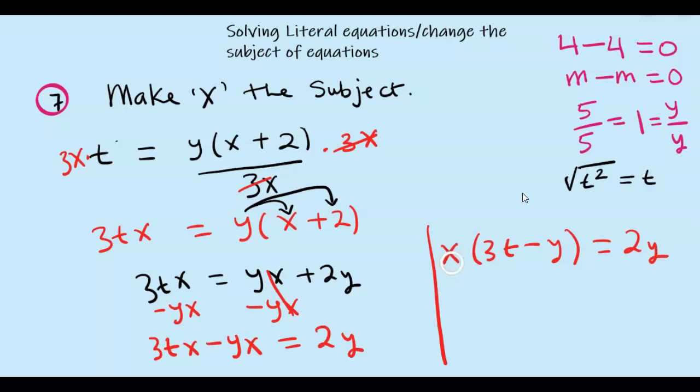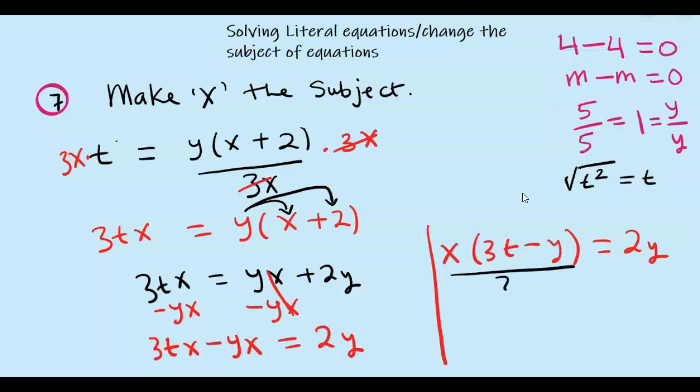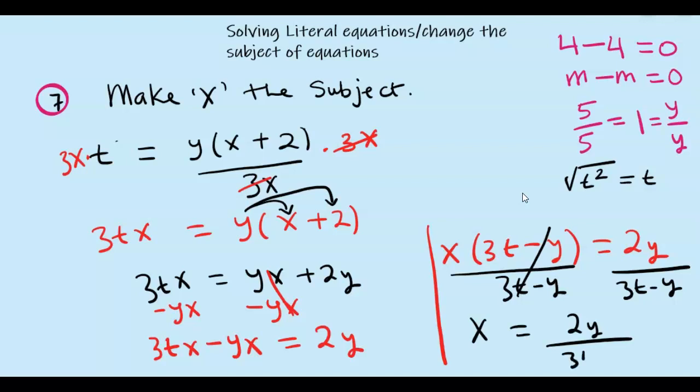Now we have been asked to solve for x. It's been multiplied by 3t minus y. So we're going to divide both sides by 3t minus y to get rid of it. So we will divide here by 3t minus y, and we will repeat the same thing here. This is the same as here. It turns into 1, it goes away. Now we got 2y all divided by 3t minus y, and we are done.